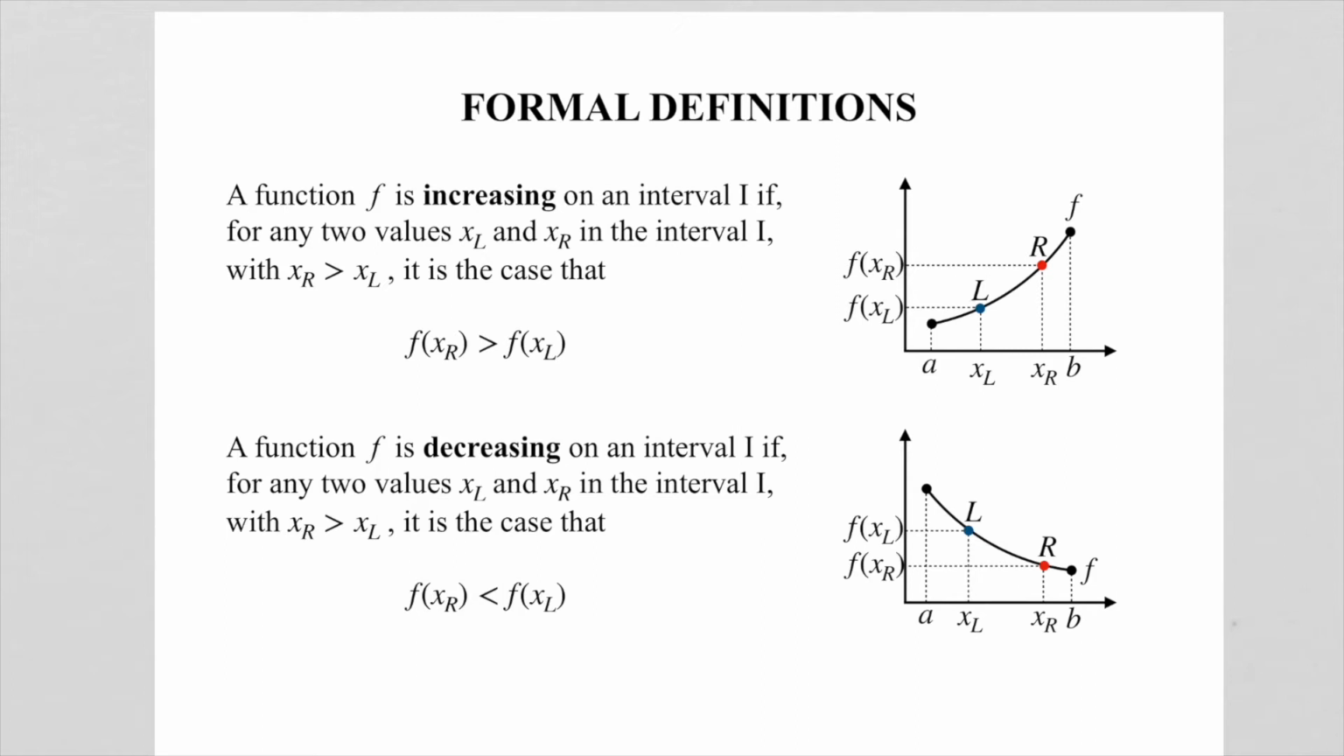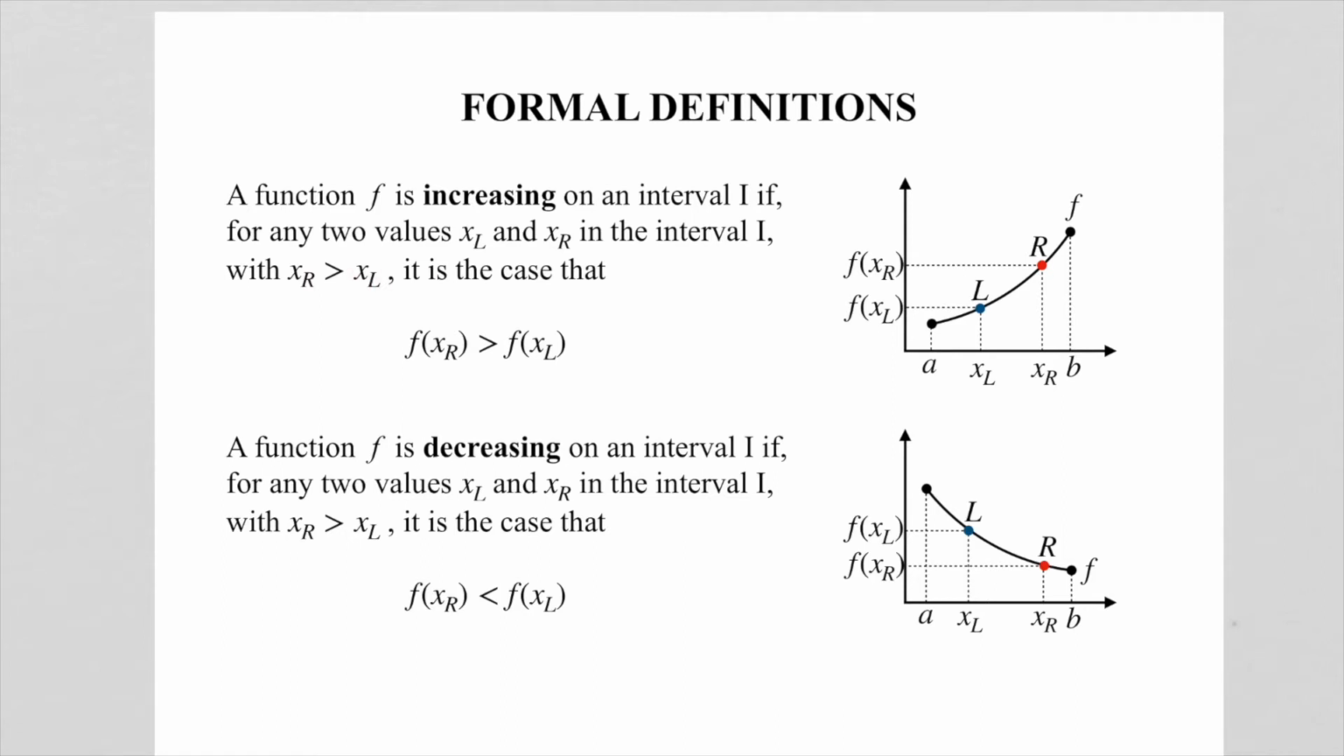It means that if we pick any two x values in an interval, one on the left and one on the right, that is why I use the subscripts L and R here for left and right. And that is indicated by this part here. XR is greater than XL. Now, we know if one x value is greater than another, the x value that is greater is on the right. So XR is greater than XL. That means XR is the x value on the right and XL is the x value on the left.